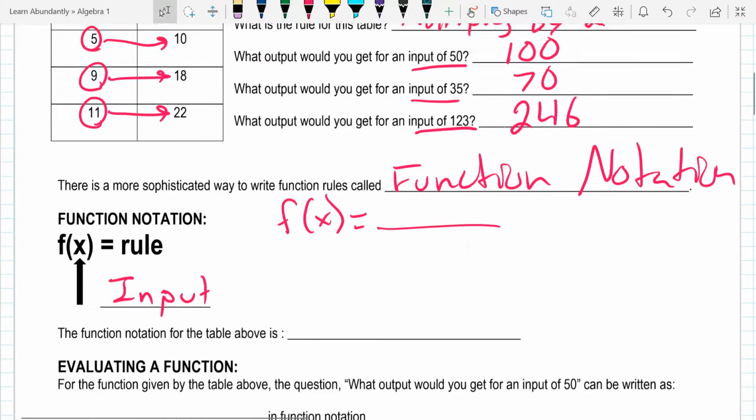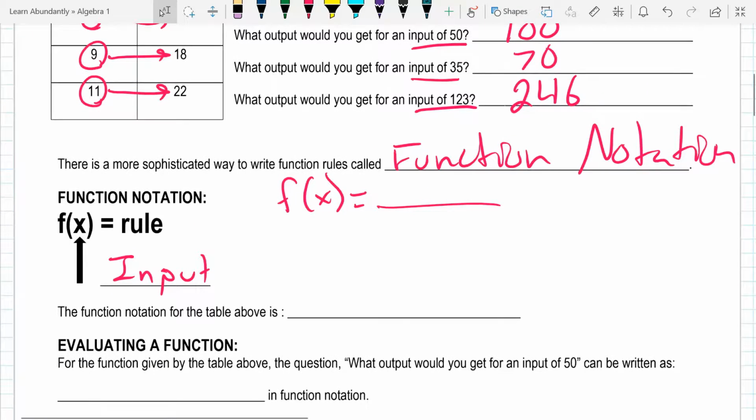So the function notation for the table above: what we did was we multiply by 2. So our rule would be f of x. That means there's my rule for a function. We take x and we multiply it by 2. So I'm going to say f of x equals 2 times x.